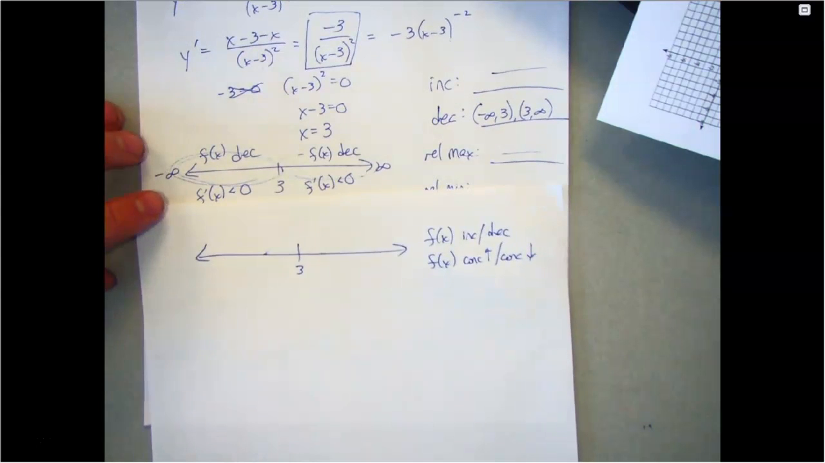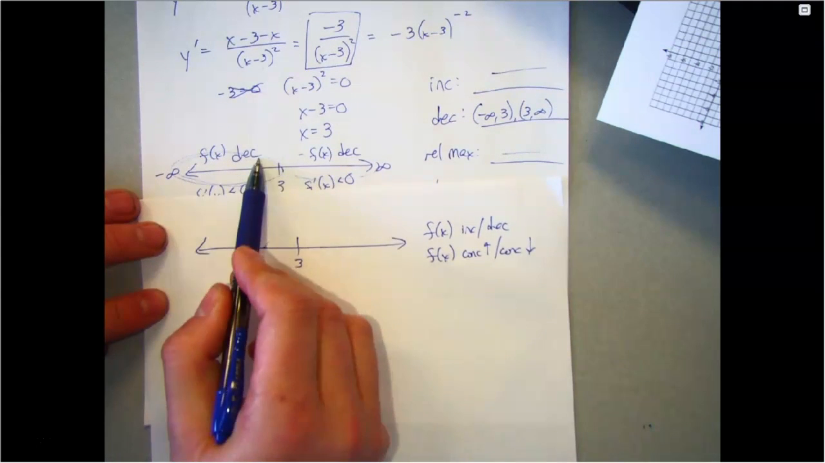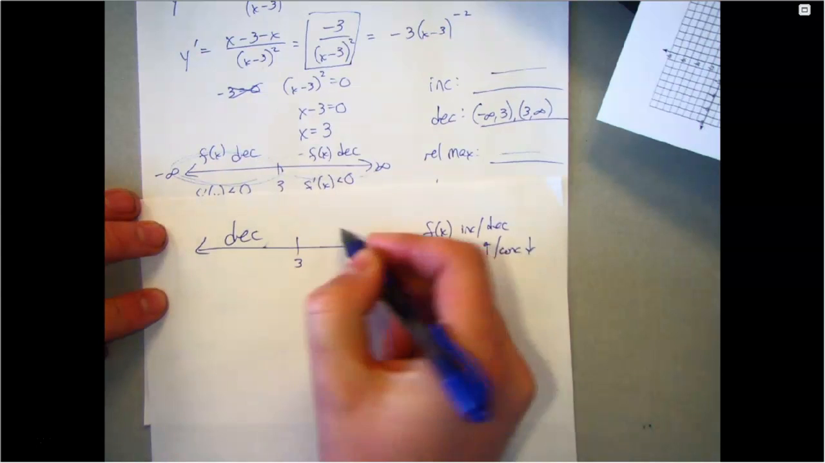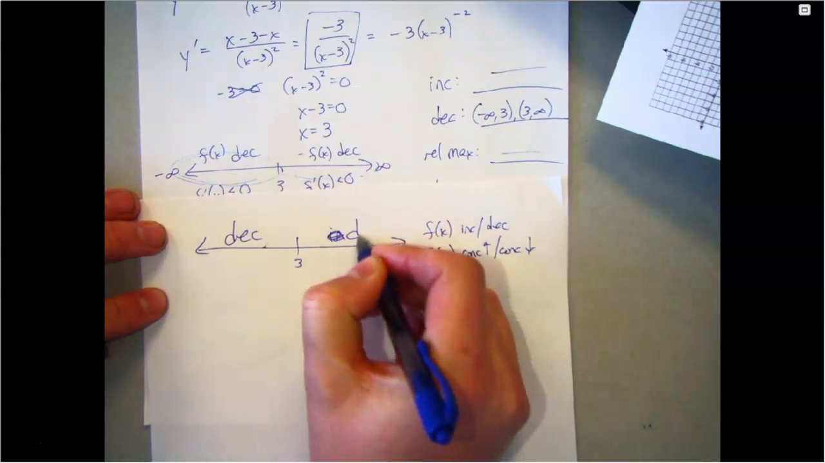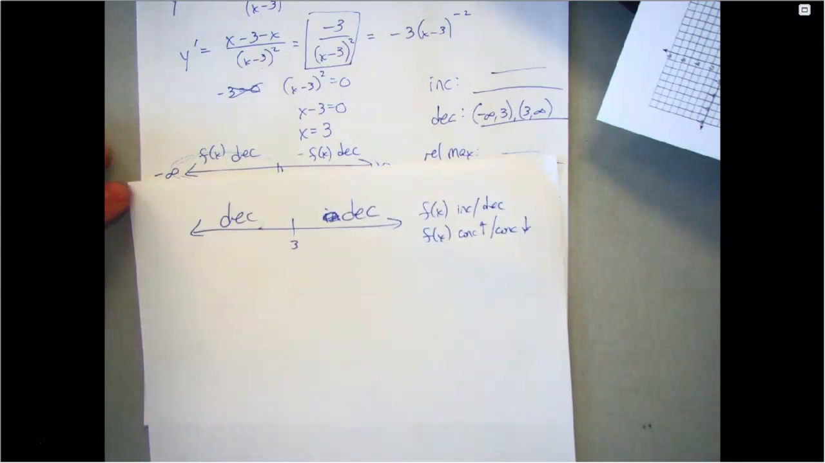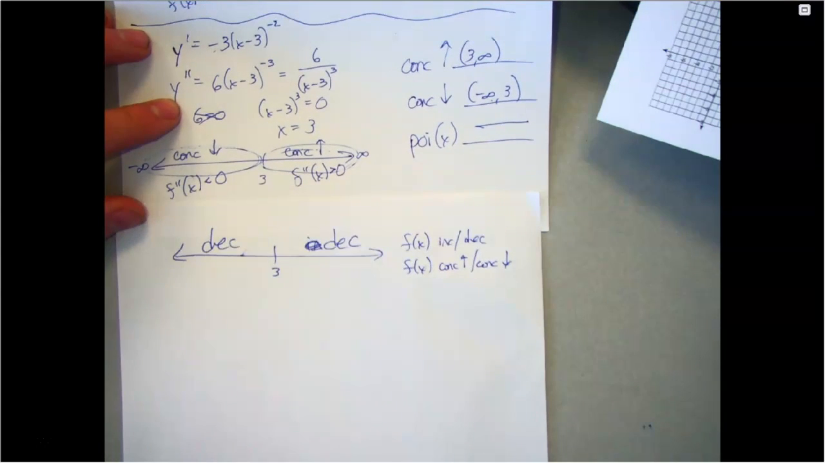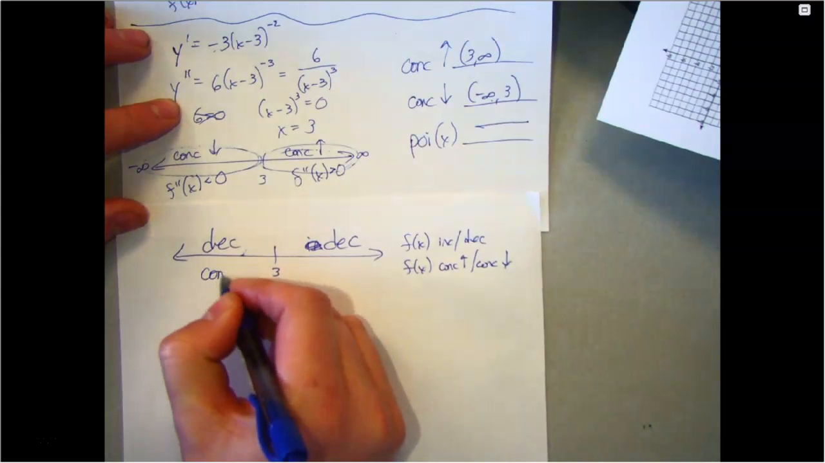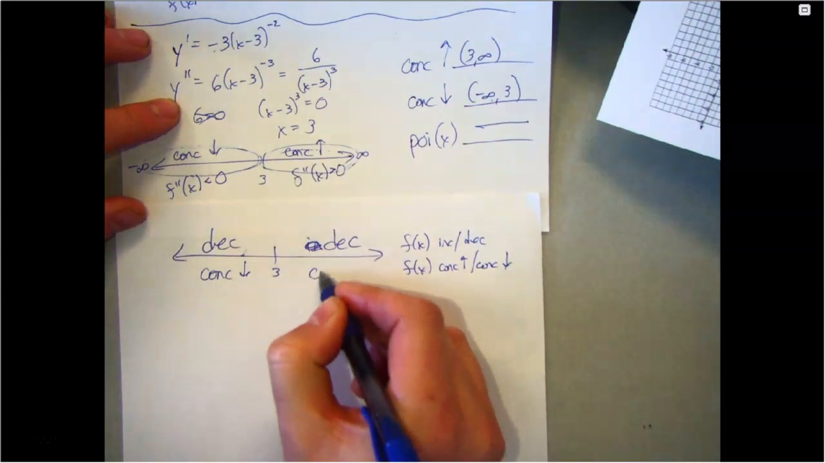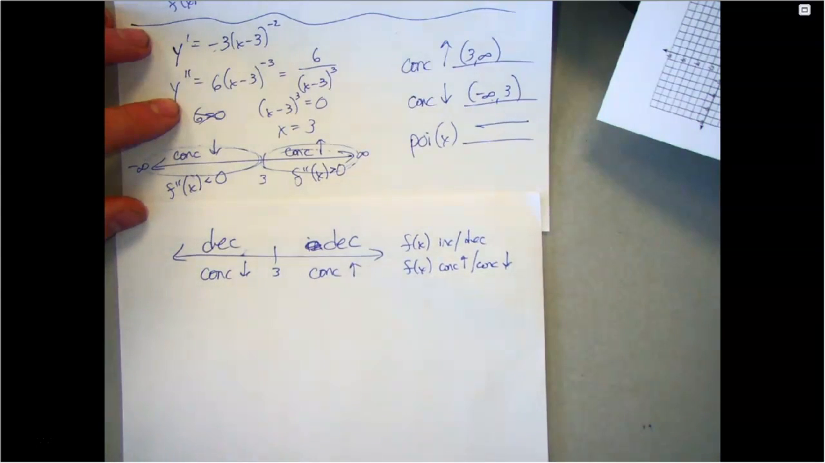So I'm just summarizing these last two graphs basically. We are decreasing here and decreasing over there as well. So I'm just grabbing that information from prior. Concave down here, and then concave up. What?